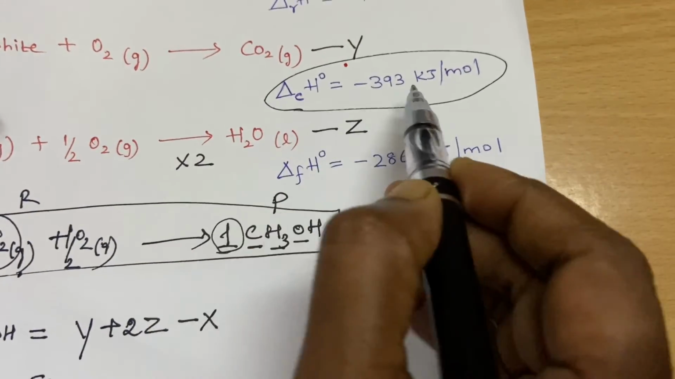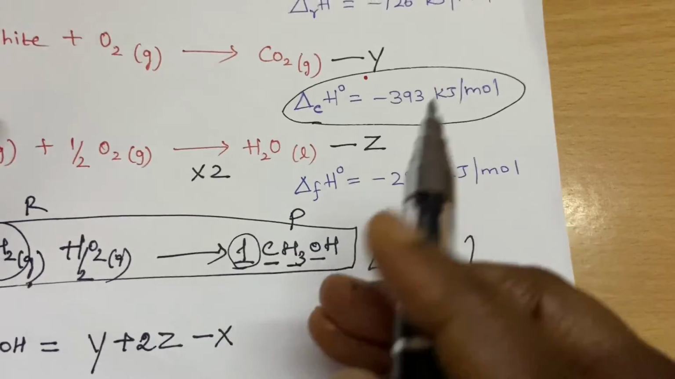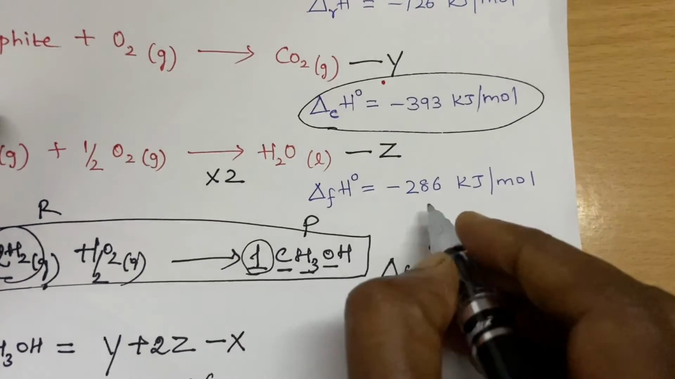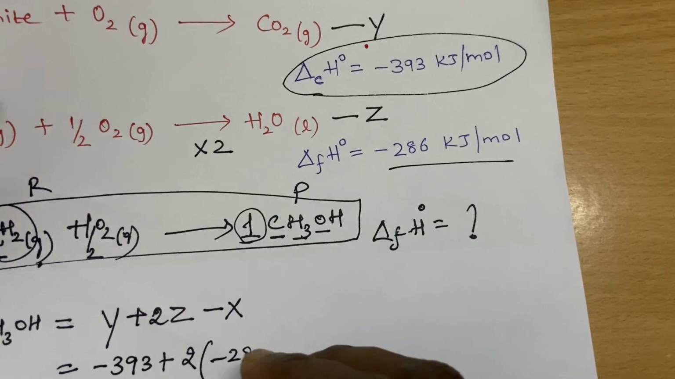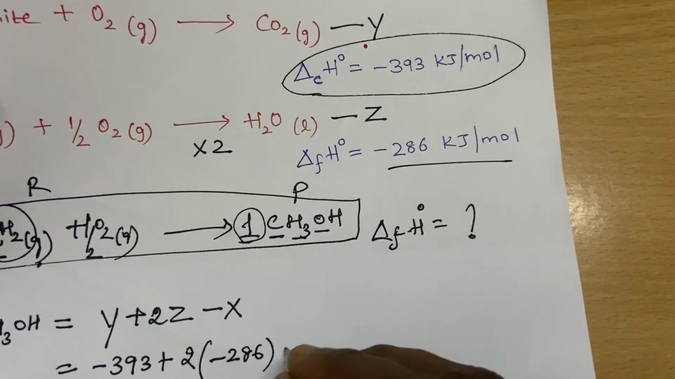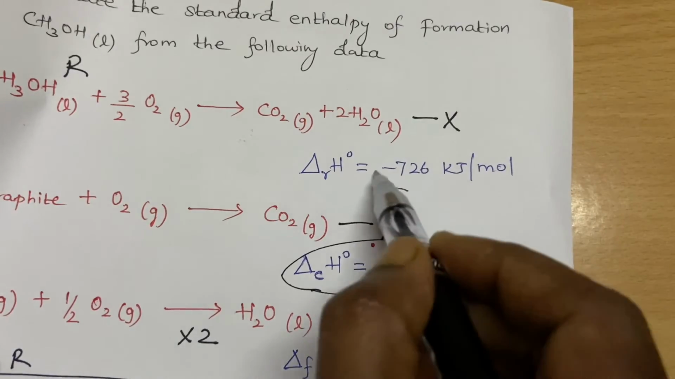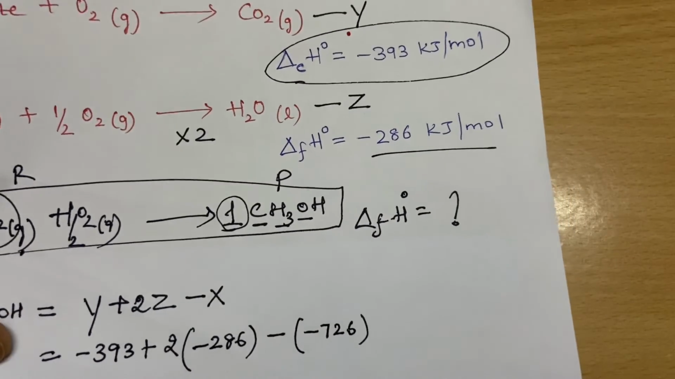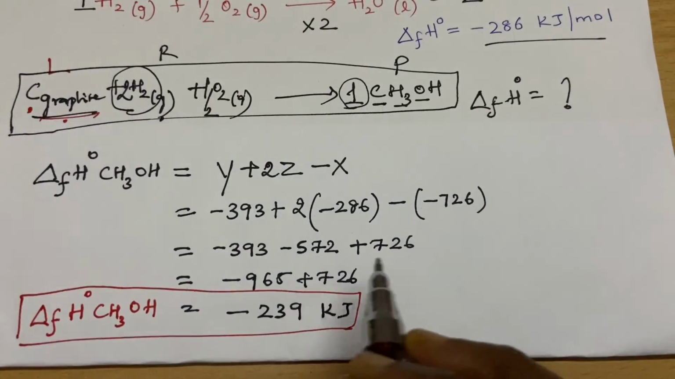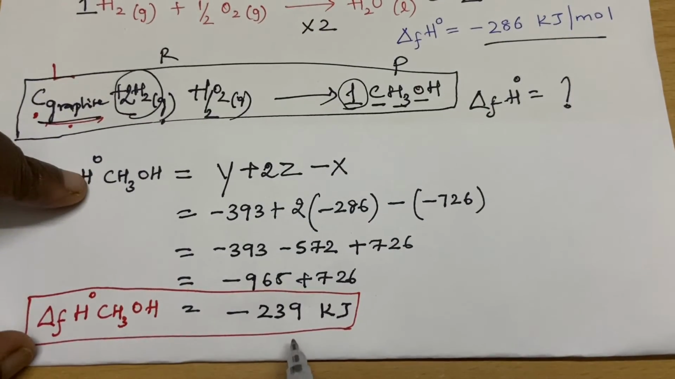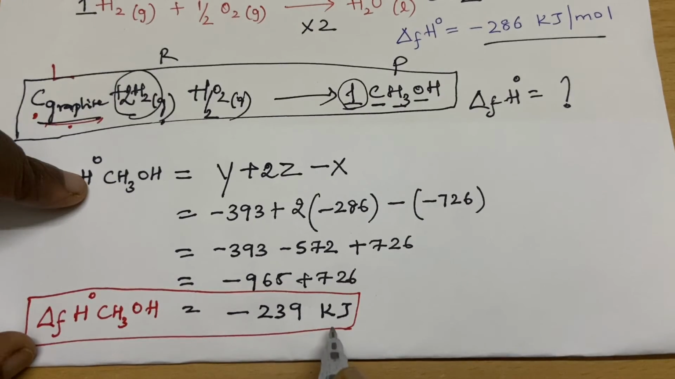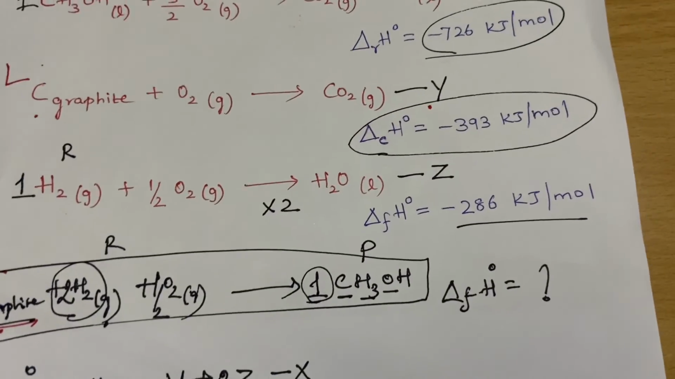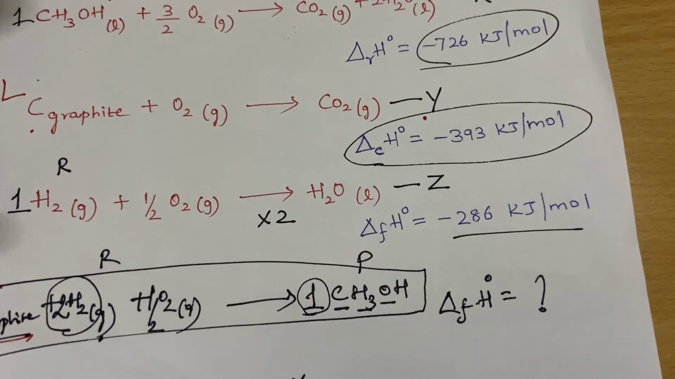Then what is the value of Y? The energy released in the equation, you have to write this 393. Plus 2 into what is the value of Z? 286. That's all. Then minus X. So what is the X value? It is minus 726. Then you have to solve it. While solving, you get the answer to be minus 239 kilojoules.